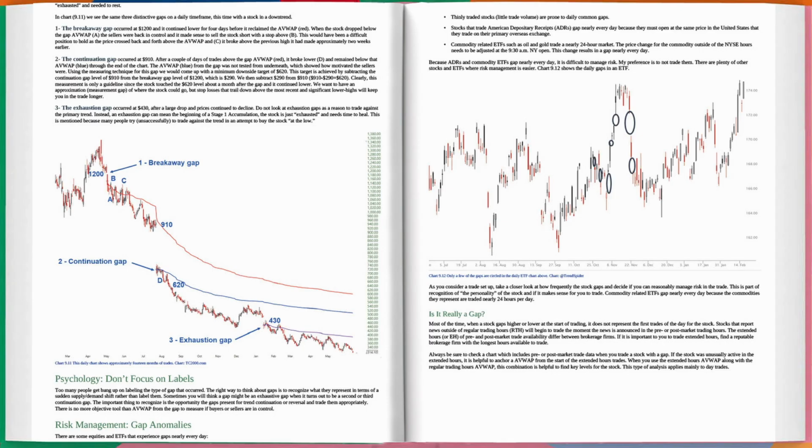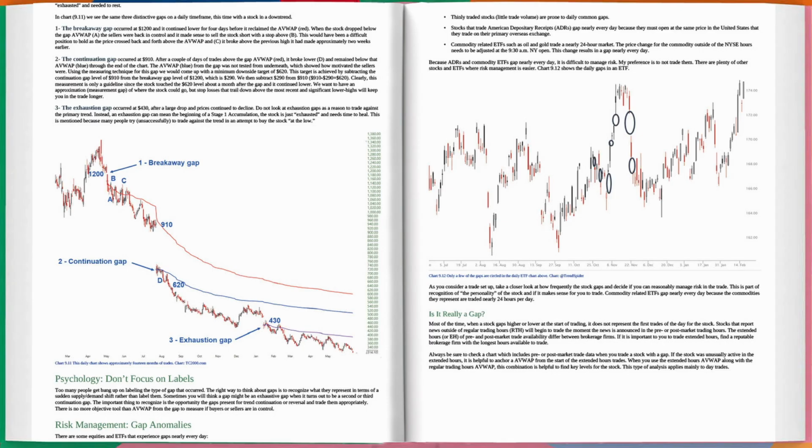This target is achieved by subtracting the continuation gap level of $910 from the breakaway gap level of $1,200, which is $290. We then subtract $290 from $910. $910 minus $290 equals $620. Clearly, this measurement is only a guideline since the stock touched the $620 level about a month after the gap, and it continued lower. We want to have an approximate measurement of where the stock could go, but stop losses that trail down above the most recent and significant lower highs will keep you in the trade longer.